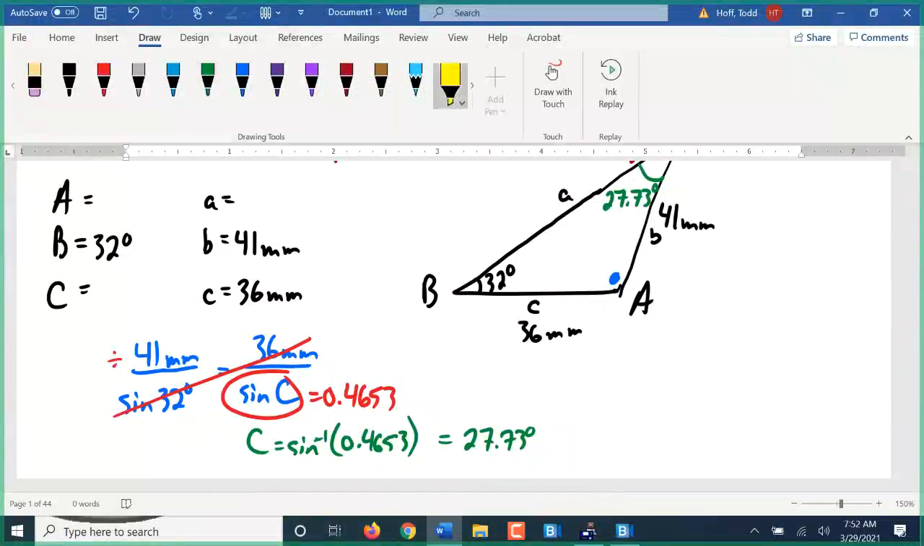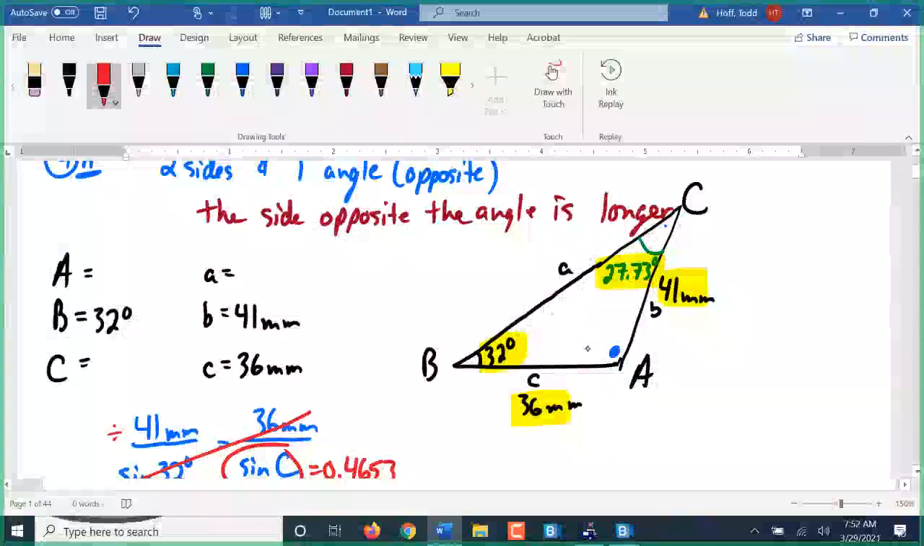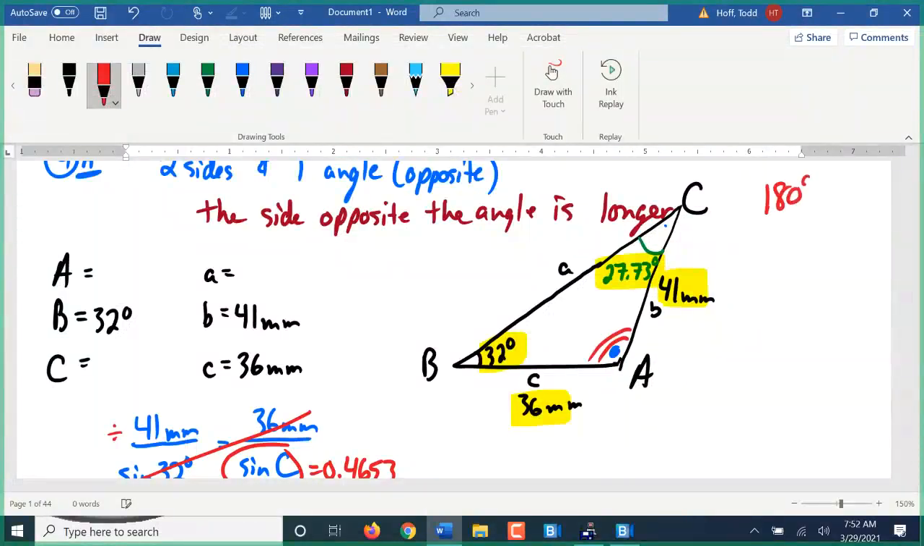Angle C up here is 27.73 degrees. Now that makes sense. 36 was smaller than 41, so 27.73 is smaller than 32. Now we find angle A, I should say, by our simple subtraction, and it's 120.27, I believe.